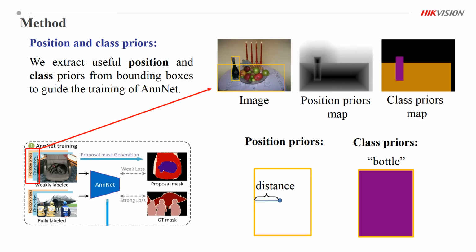To guide the training of annet, we extract position and class priors from the bounding box to form the 5-channel input for annet. We use the distance from each pixel to the bounding box to construct the position priors. The position priors map can be regarded as a heat map, where smaller values indicate a higher potential for the existence of an object. We use the bounding box classes to construct the class priors map, which encodes the possible classes of foreground pixels.